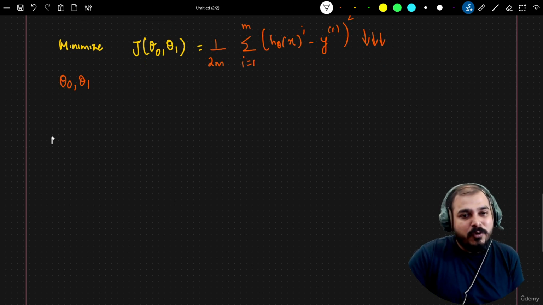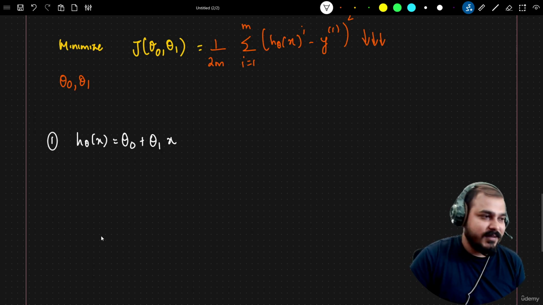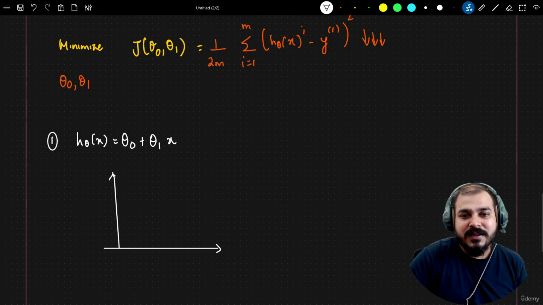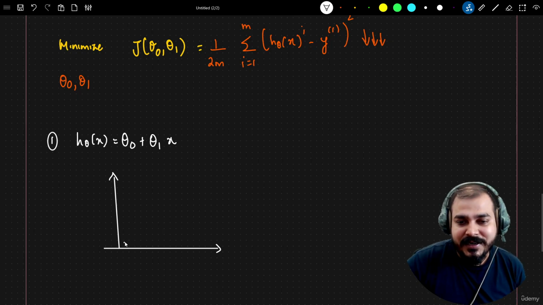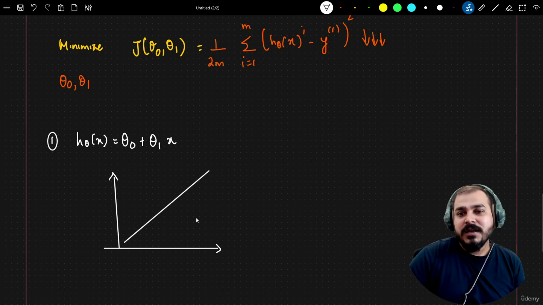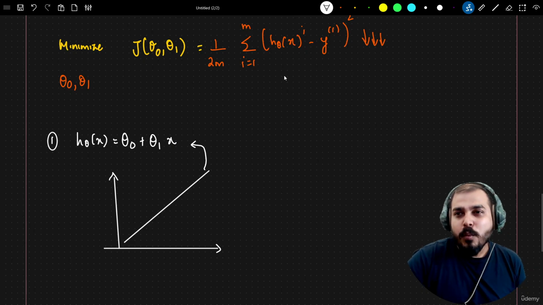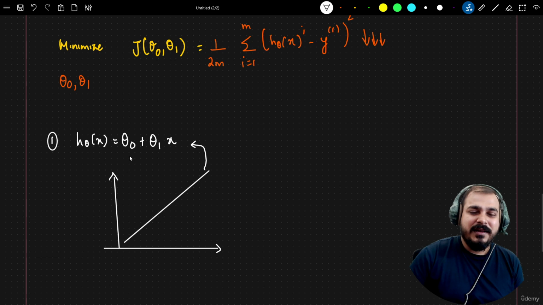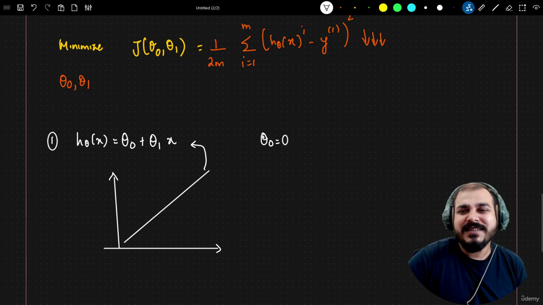I hope everybody knows the equation of a straight line. This is nothing but h theta of x equals theta 0 plus theta 1 into x. So if I consider the best fit line, whatever straight line I'm getting, let's consider I'm getting this specific straight fit line. This line is indicated by this equation. One important thing, guys: since there are two variables, theta 0 and theta 1, let's consider that theta 0 is 0.